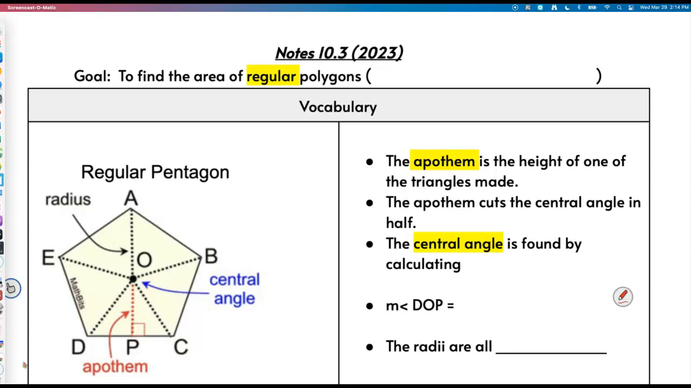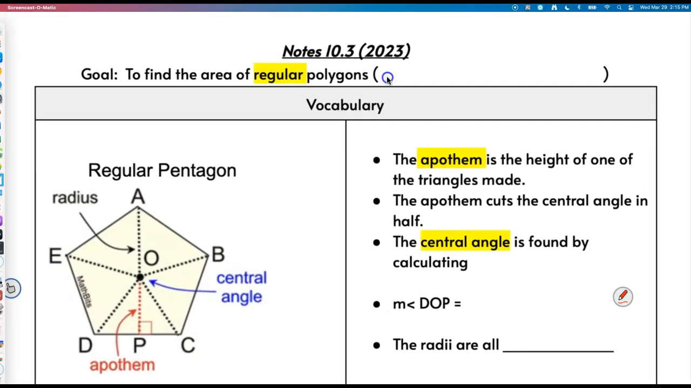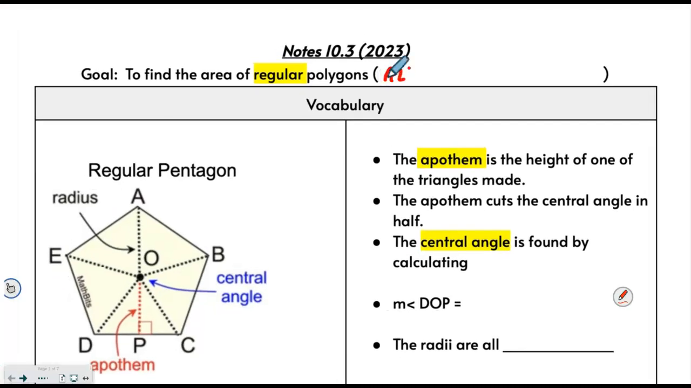The notes for 10.3. So our goal is going to be to find the area of regular polygons. And remember, regular polygons have all angles and sides that are congruent, or of equal measure.